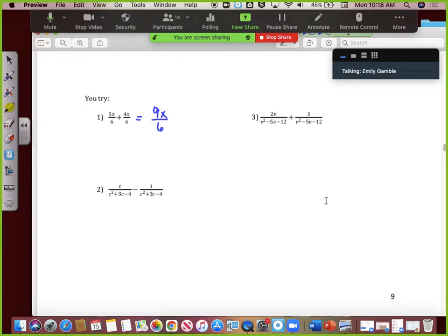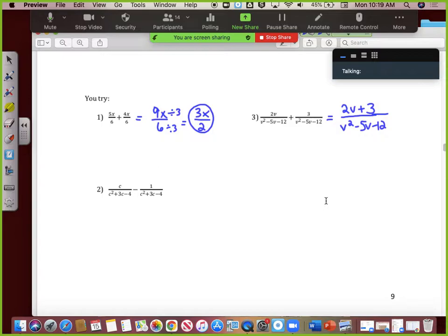You can rewrite 9 as 3 times 3, and 6 as 3 times 2 to cancel it out this way, or you can think of it as just dividing out the factors that they share. We can divide this by 3 and this by 3 and simplify this to be 3x over 2. Either way will work. For number 3, they have the same denominator of v squared minus 5v minus 12, and then the numerator 2v plus 3.